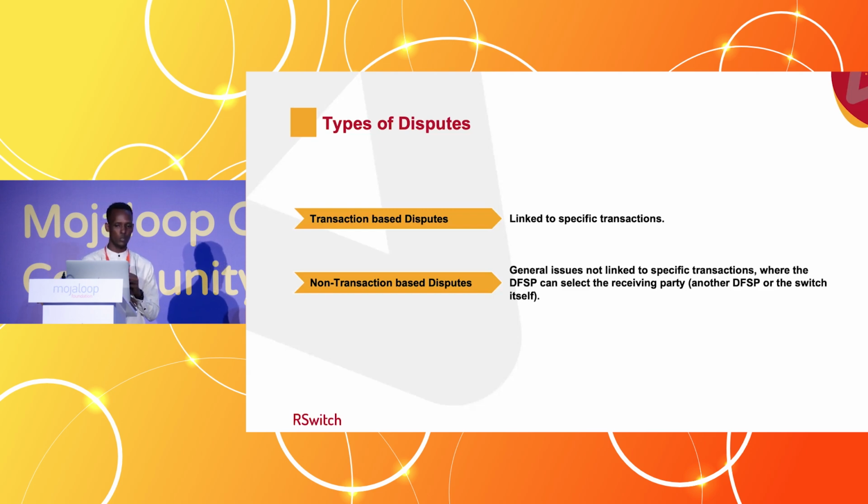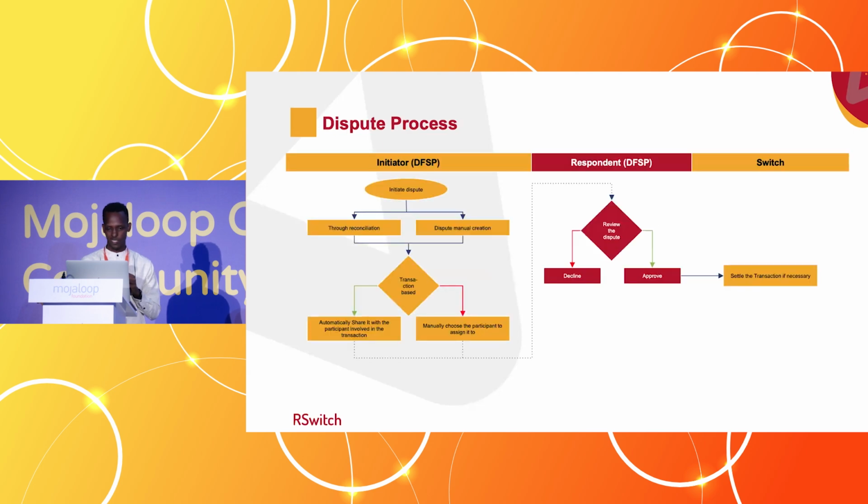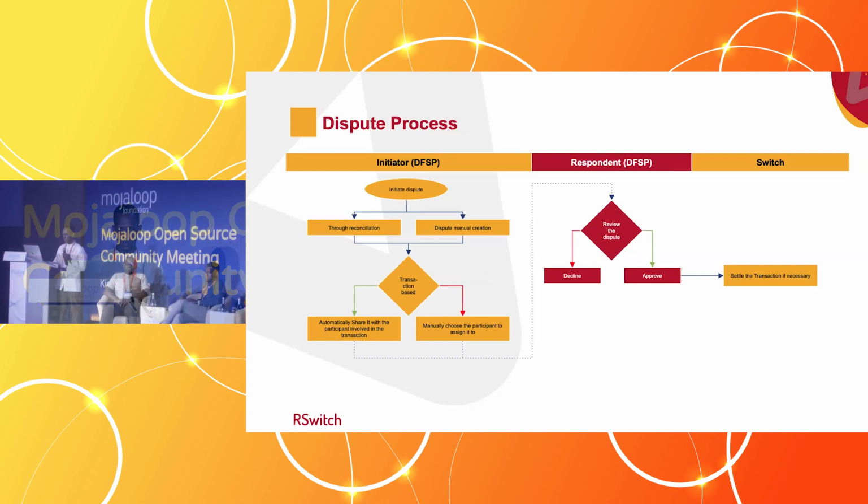These transaction disputes are disputes that are linked to a specific transaction, and some disputes are not related to a transaction. So those are the two types that we have currently. And this is the process. The process for the dispute is a bit long. I'm very sure that you'll get the hang of it in the demo, but just to give you an overview, like a preview of what you'll be seeing.